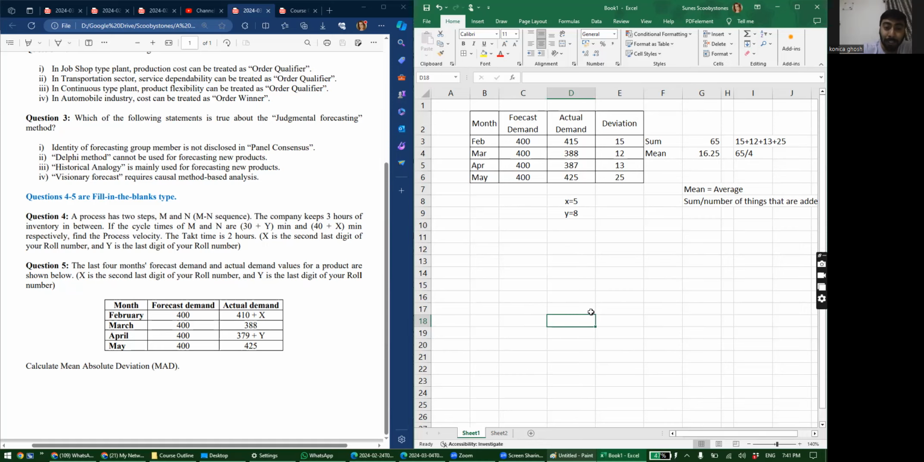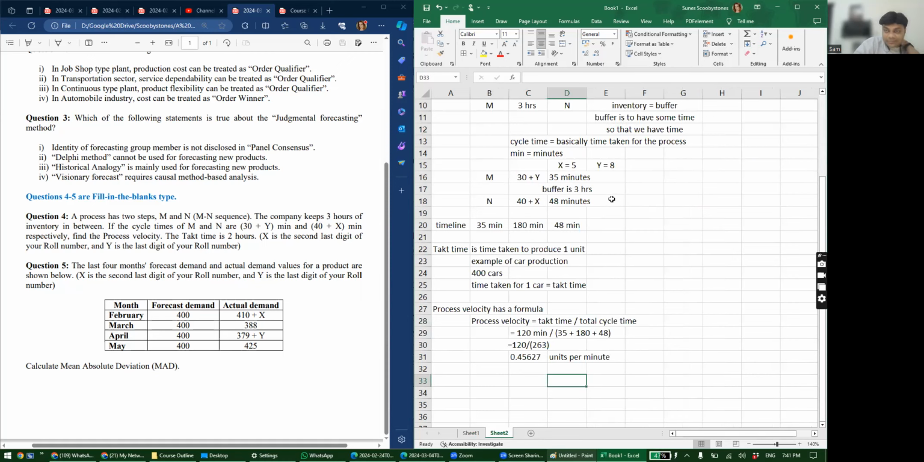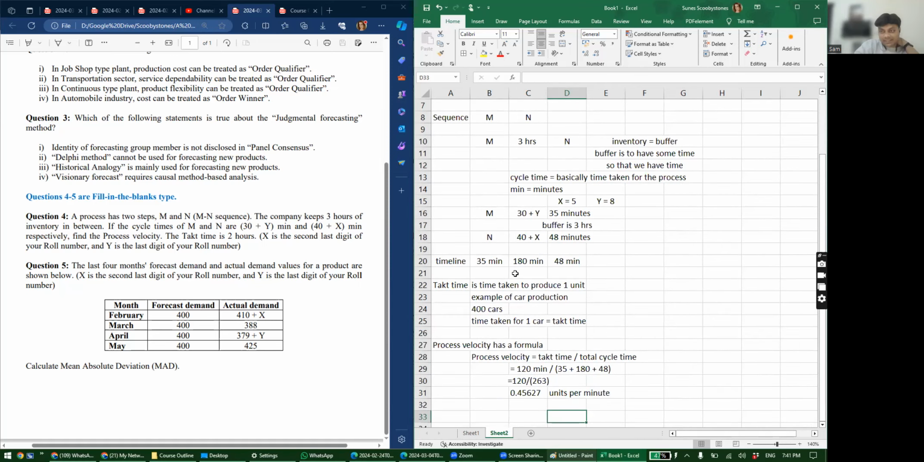Similarly, in the next question, question number 4, they might try to confuse you with hours and minutes. Somewhere they might give it in hours, somewhere they might just give so many minutes. Like we were converting everything into minutes, that was simpler. It depends on you how you want to do it. Converting into minutes is nothing but multiplying by 60.